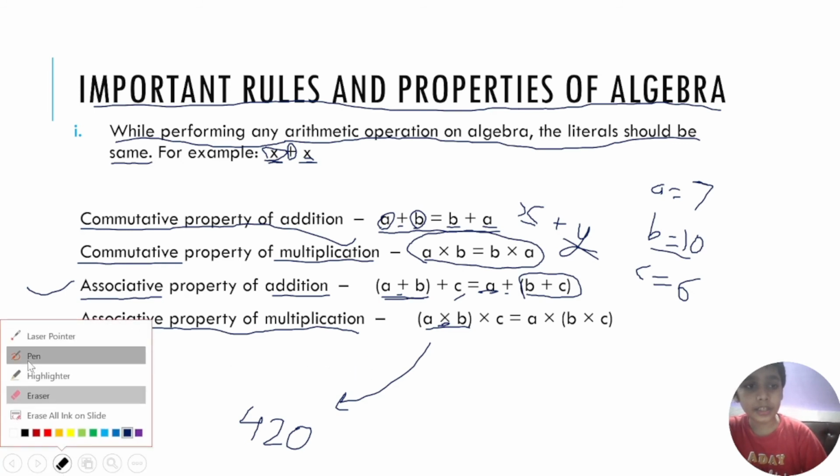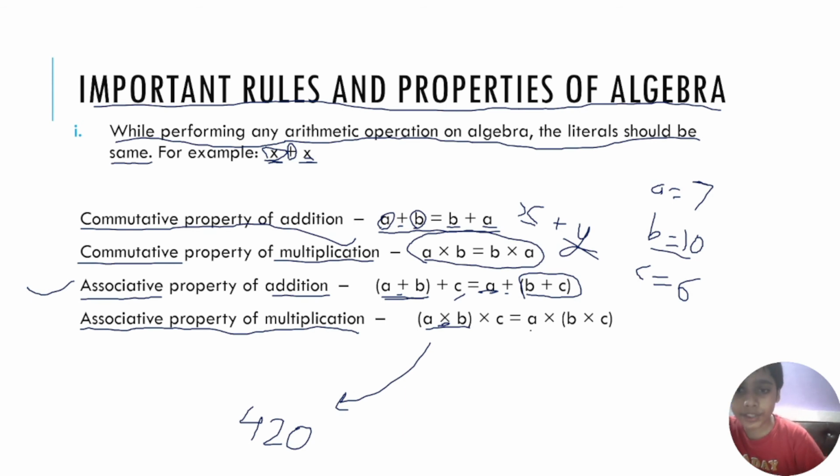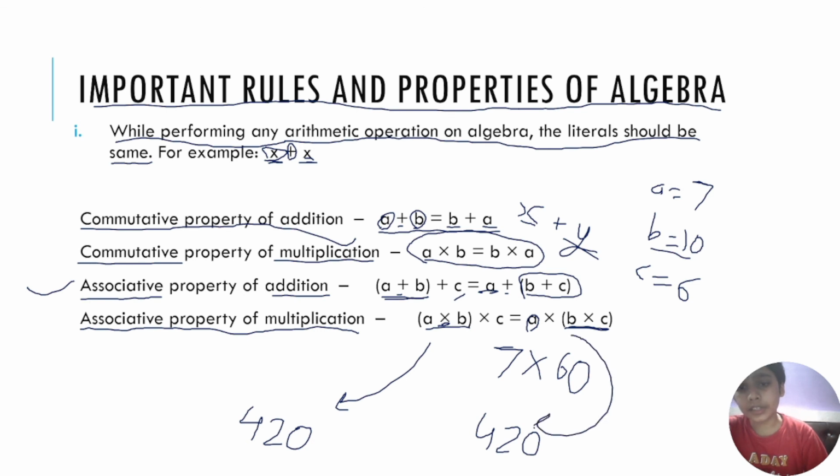I'll erase this 70. Now let's see this one. What is it saying? A, which is 7, multiplied by b multiplied by c in the bracket. What is b multiplied by c? 10 multiplied by 6 is 60. So that means 7 multiplied by 60. 7 multiplied by 60 is also equal to 420. That means both answers are equal.